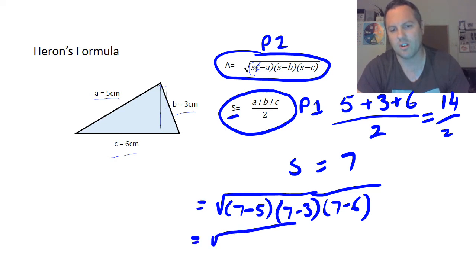So we're going to rewrite it again. We're going to have 7 take away 5, which is 2. We're going to have 7 take away 3, which is 4. And we're going to have 7 take away 6, which is 1. Now when you multiply this, 2 times 4 is obviously 8, times 1, which is obviously still 8. Now the answer is going to be the square root of 8.